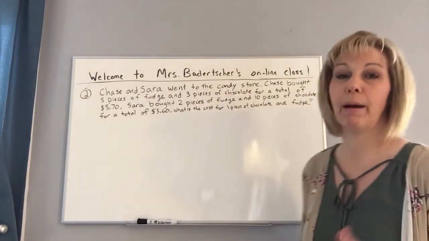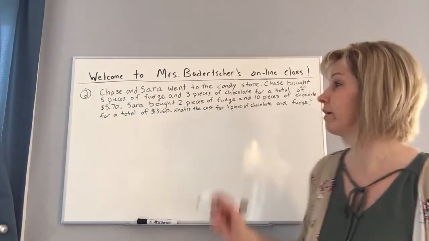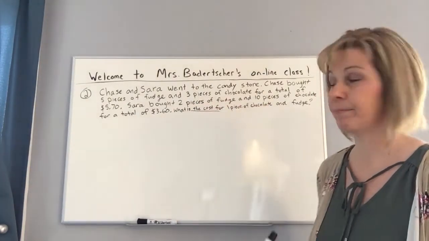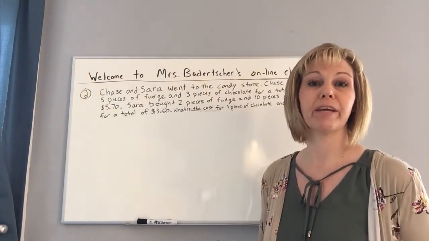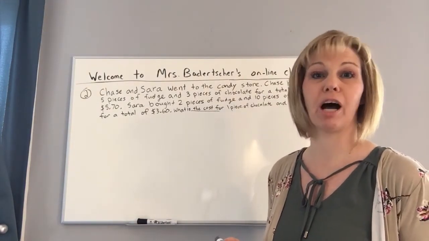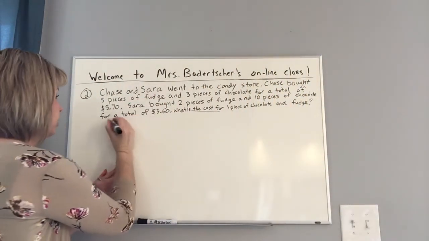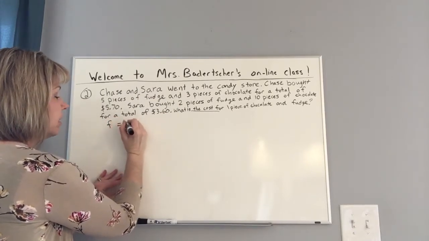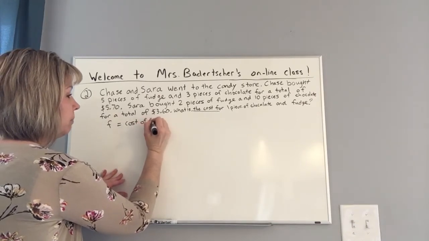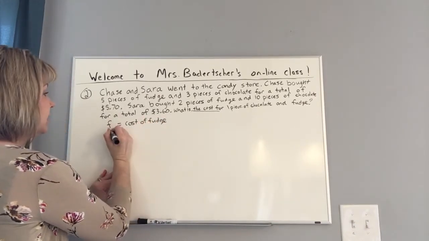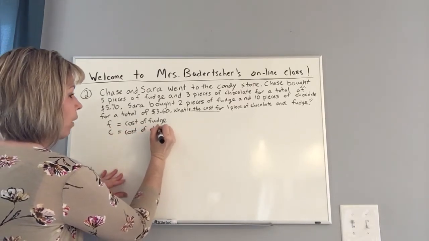So first again, remember, identify your variables. What is it that you're trying to figure out? So we're trying to figure out this time the cost. Okay, remember I like to use what makes sense. Let's use F for the cost of a piece of fudge and C for chocolate. So let's put that there. Fudge and then chocolate. So let's go F equals the cost of fudge, and we know it's for 1 piece. And C will equal the cost of chocolate for 1 piece.